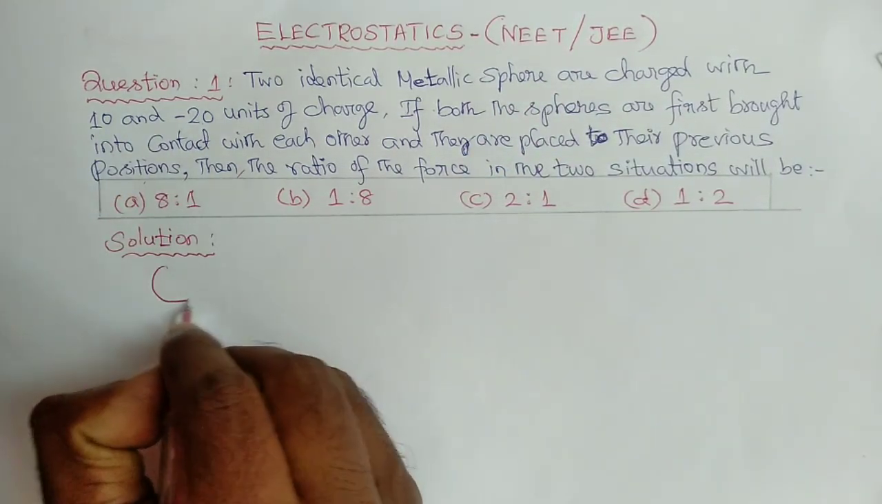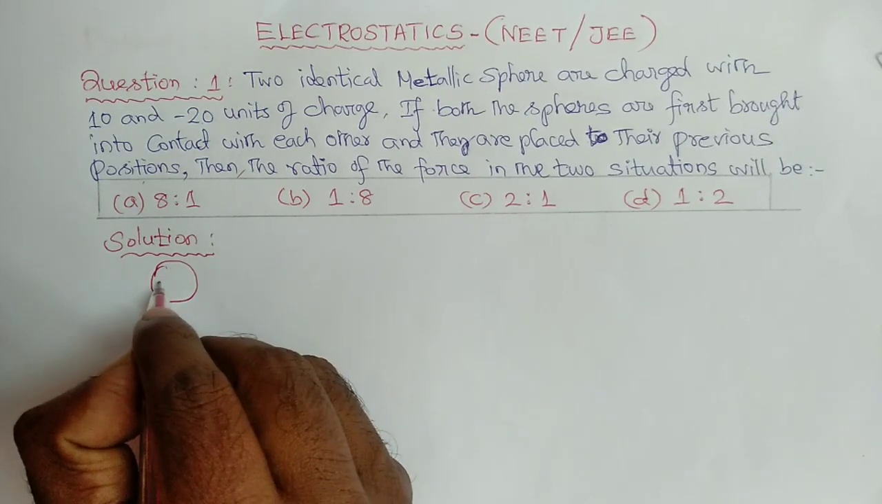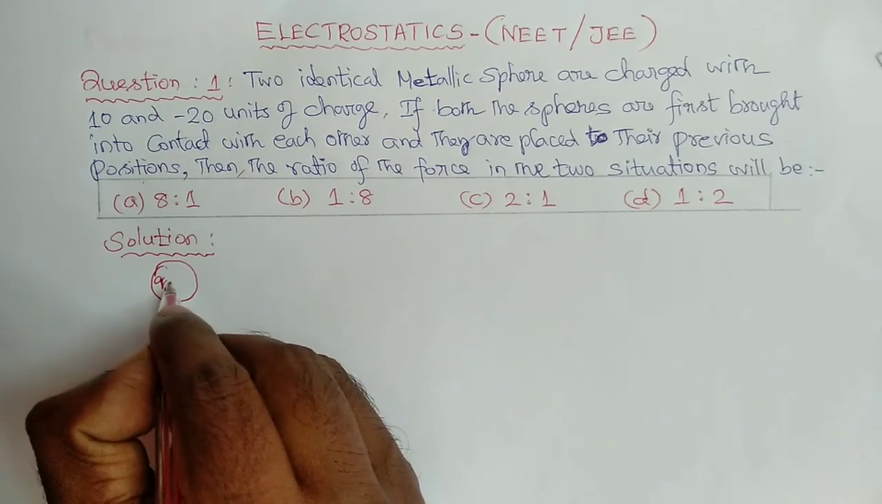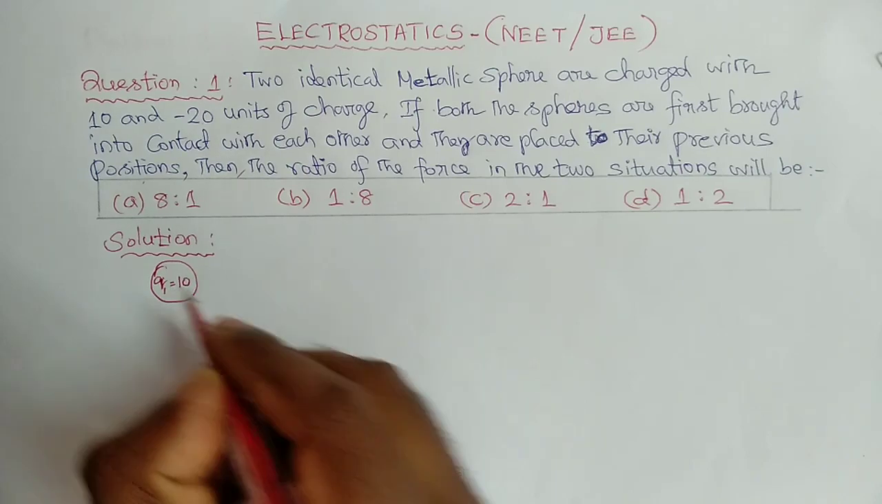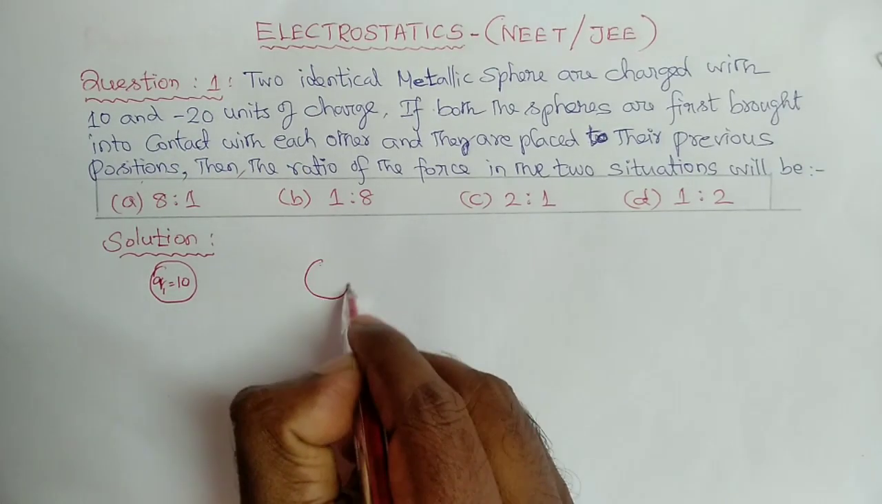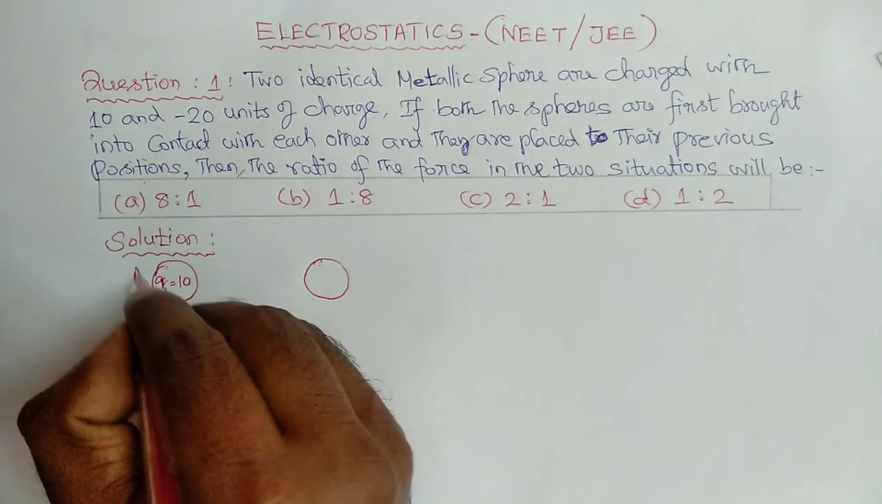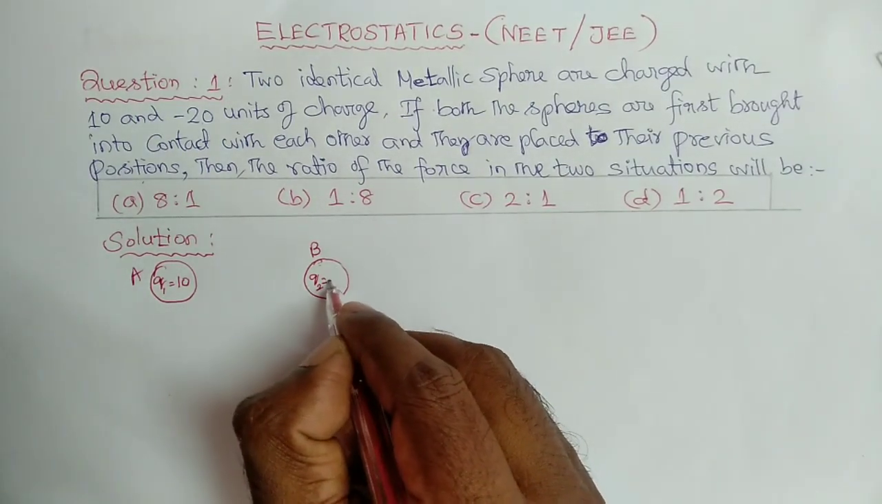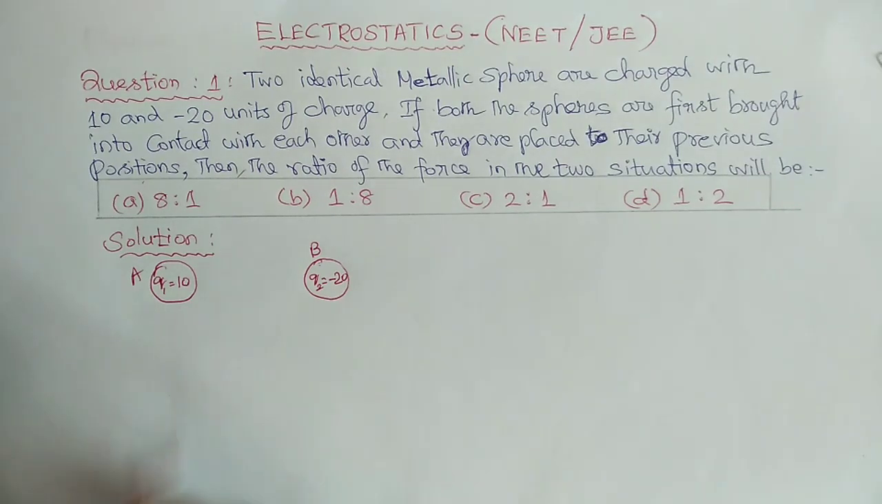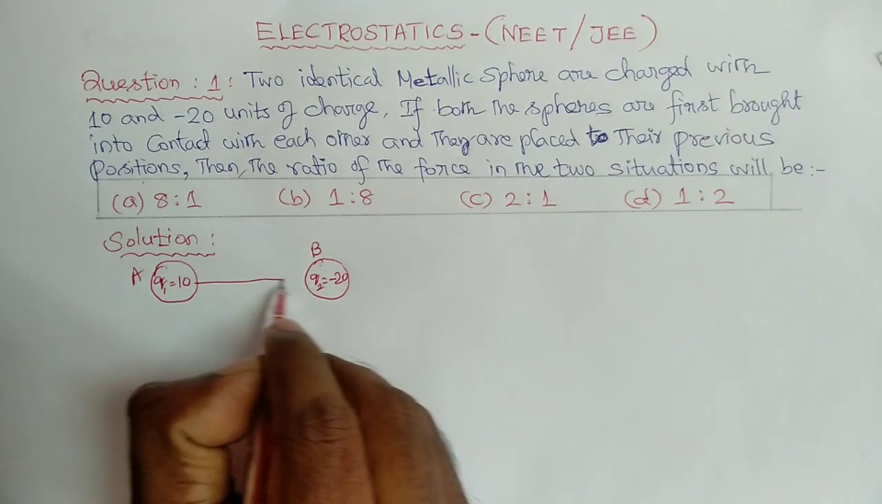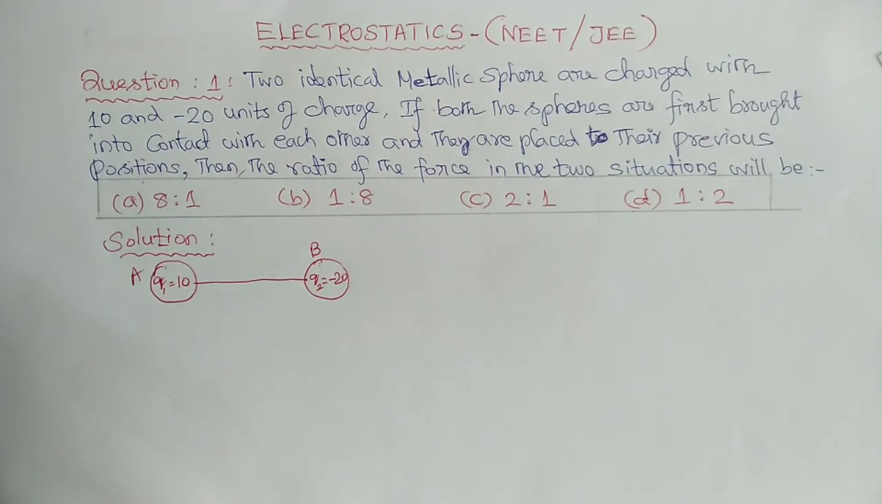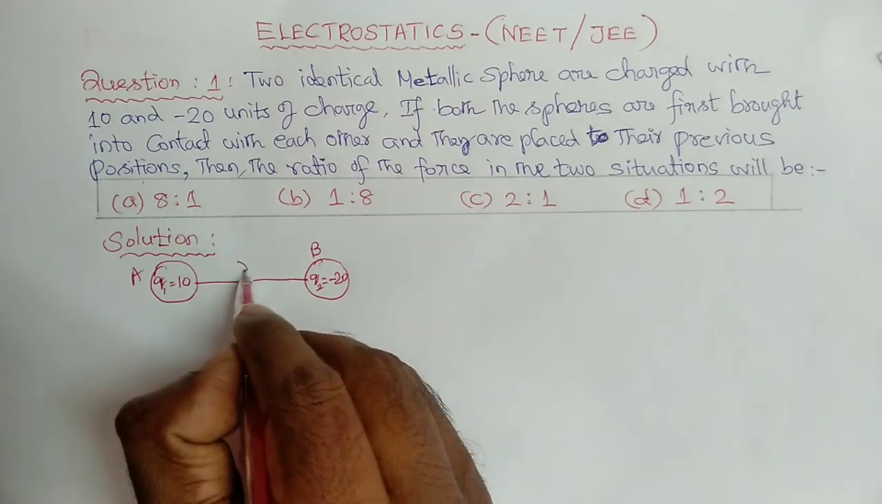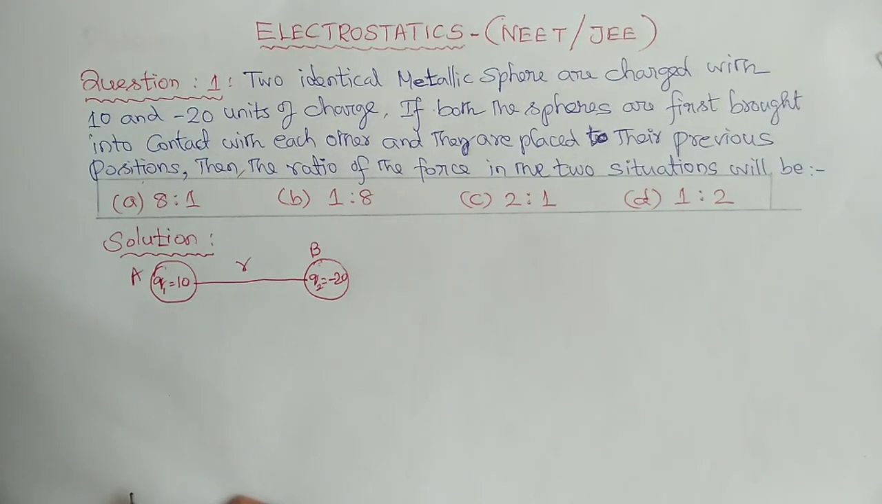Suppose you consider this is one metallic sphere that is charged with 10 units, and another metallic sphere. Suppose we consider this is A and B, that is charged with minus 20 units. They are separated by a distance. Suppose you consider they are separated by a distance of r.